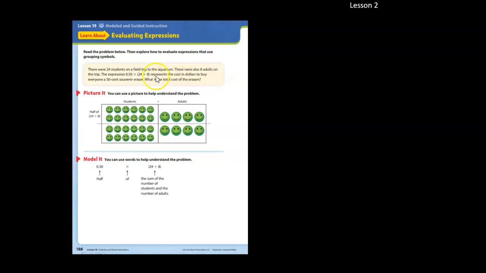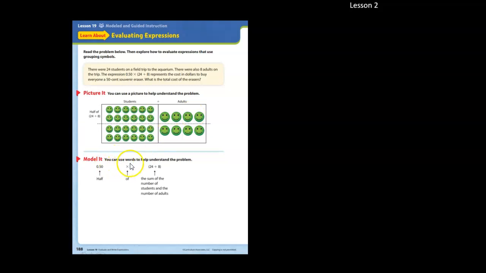So the 50 cents that's right up there, the reason it's not 5/10 is because we're dealing with money. It says it's a 50-cent eraser. So we're doing 50 cents times the sum of 24 and 8. The sum of 24 and 8 is 32. We could do the math over to the side, or what they're wanting us to do is realize that since 50 is half of 1, it's going to be half of this sum. We could just draw this line straight across, and say we're just purchasing half. The number up here would be 12 students, 4 adults, that's 16, so the cost is $16.